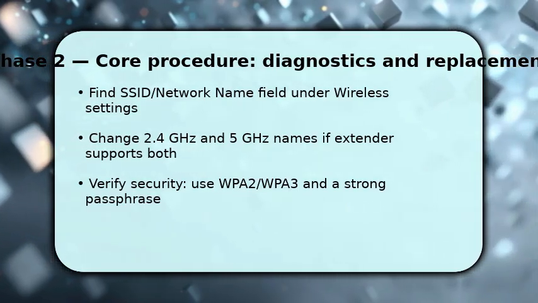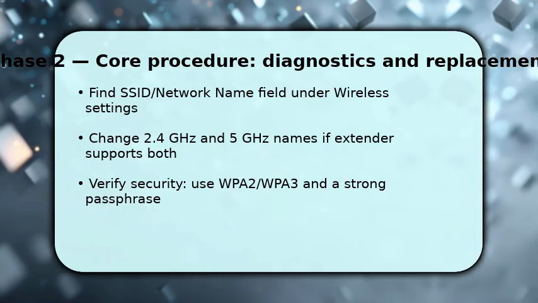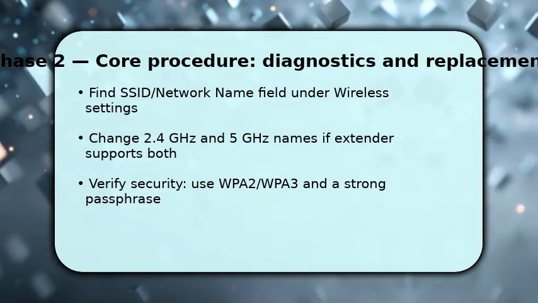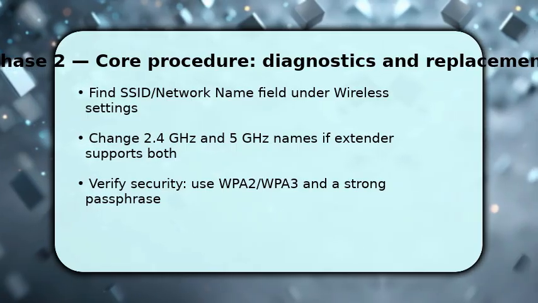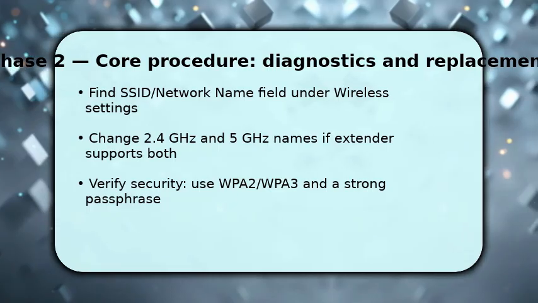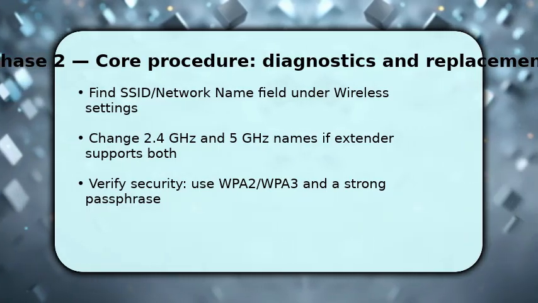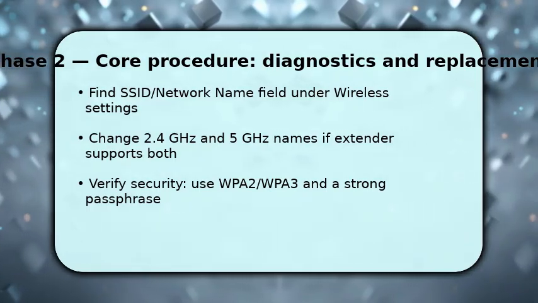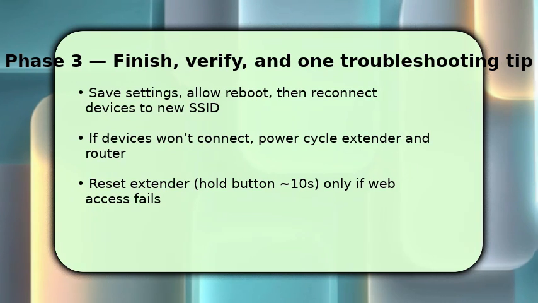Change the encryption to WPA2 or WPA3 and set a strong passphrase so clients connect securely. Once done, save or apply settings, the extender may reboot. Make sure to note the new name and password, so you finish by saving settings and waiting for the extender to reboot. This completes the name change.